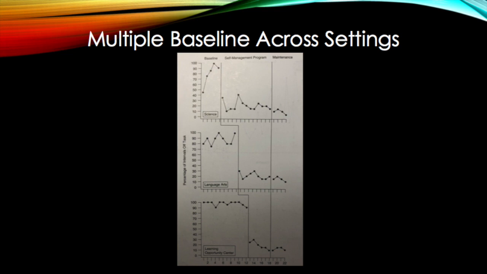If a functional relationship exists, the baseline data for each setting will remain consistent until the intervention is implemented. The trend shift should only be present after the individual setting receives the intervention, as shown in the example graph.